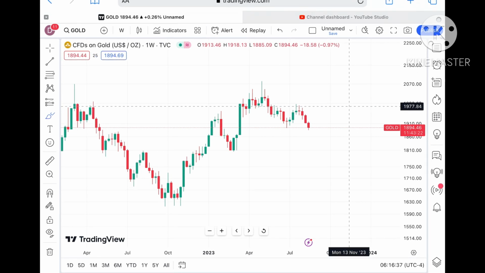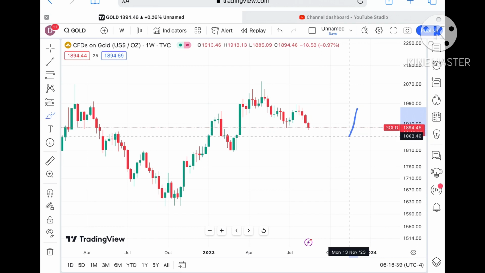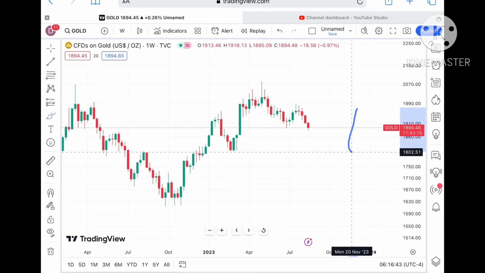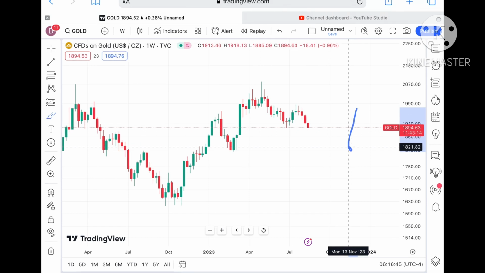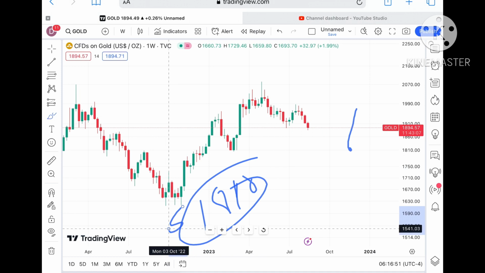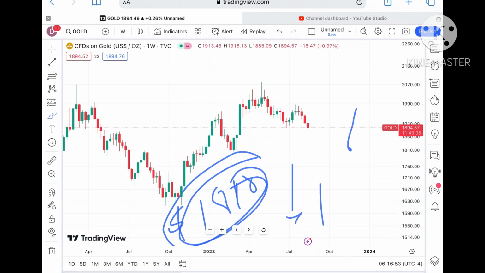supports and resistance. Okay, so if the price falls below $1827 after 1835, we can see it can go further down, further low, and the probability of going below a level of 1823 will be, we can see a level of 1810. If the price falls below this level, a further fall we can see.